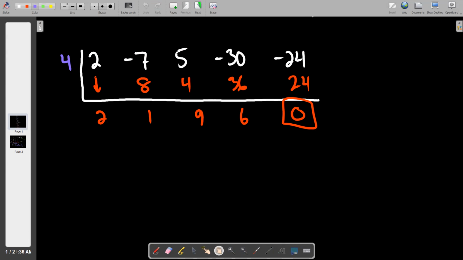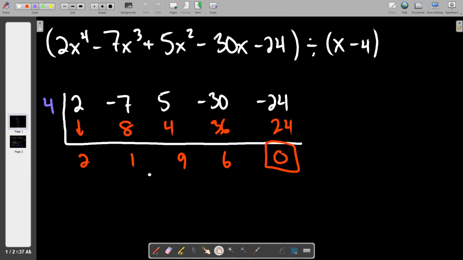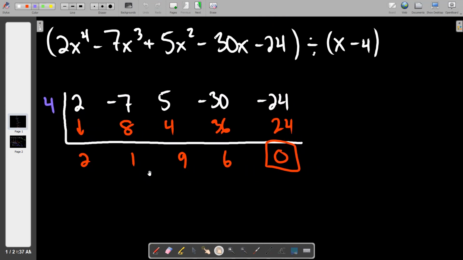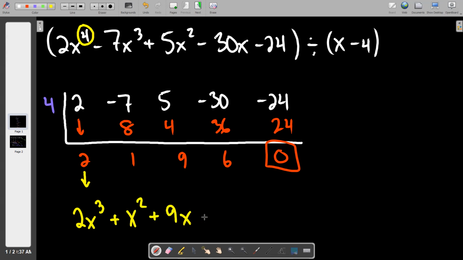Do you guys remember this problem? You just did it about 7 minutes ago. You see how the original problem had a degree of 4? What will the degree of my first term be for this? It'll be 1 less. Good. So my answer to this problem is 2x to the third plus 1x squared plus 9x plus 6. Notice this time I didn't have to write it as q plus r over d. Why not? Because there's no r.